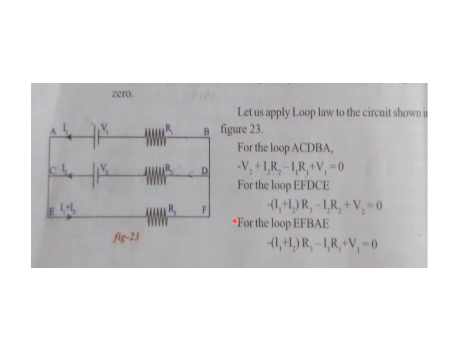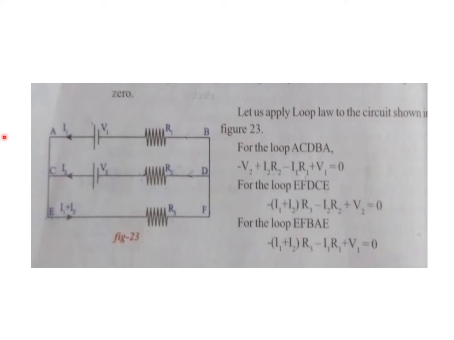Then as you move forward from F to D, the same thing happens: the voltage drops, and becomes minus I2 R2, because in this line the current is I2. After reaching this point the potential increases, so it is plus V2. The summation of voltage is minus of I1 plus I2 into R3 minus I2 R2 plus V2 equals 0. This is for the bottom loop.